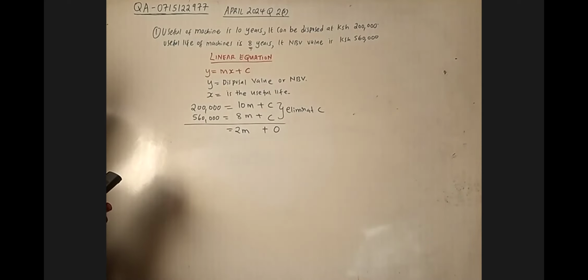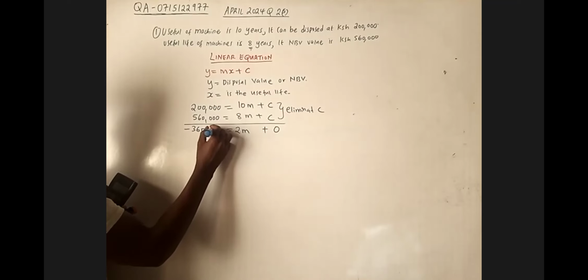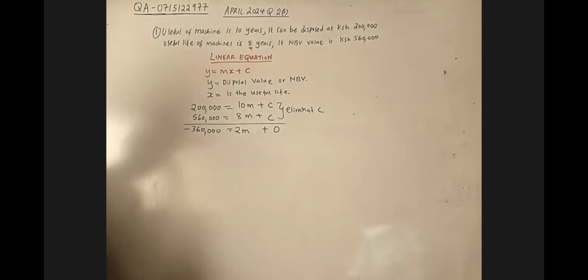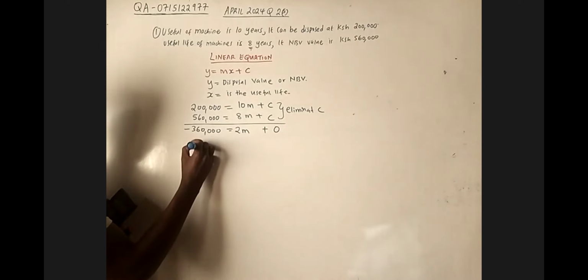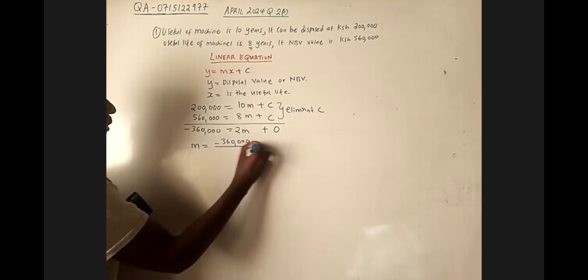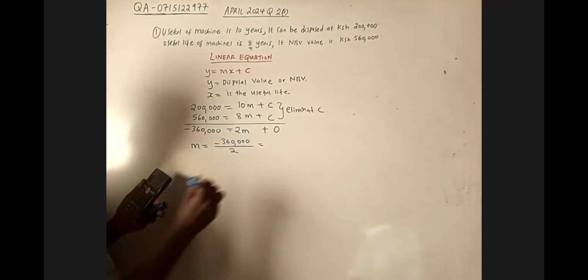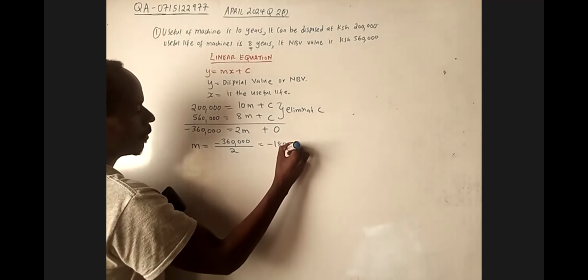200,000 minus 560,000 is minus 360,000. Find m. So m will be equal to minus 360,000 divided by 2, which is minus 180,000. Now you can find the value of c.